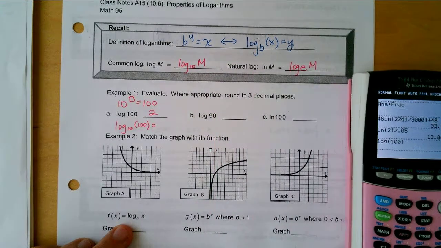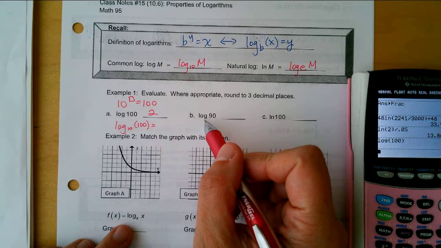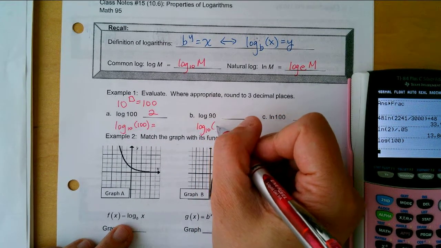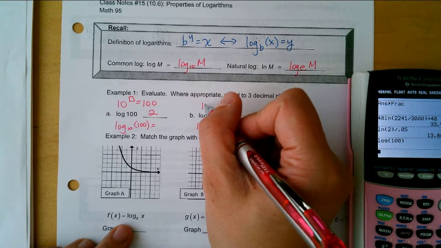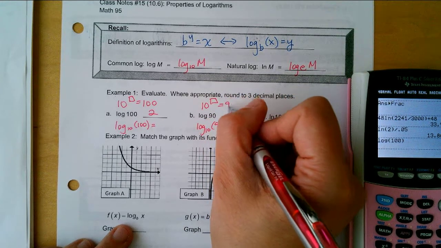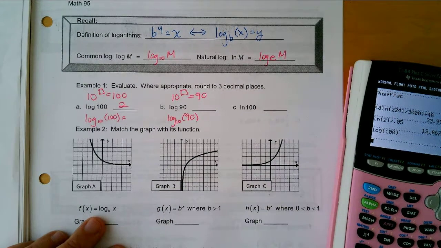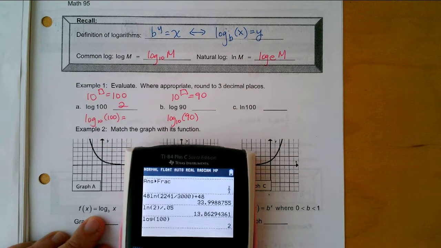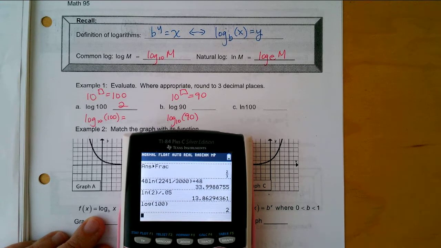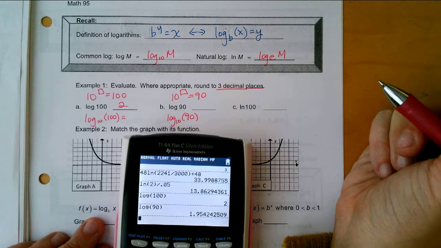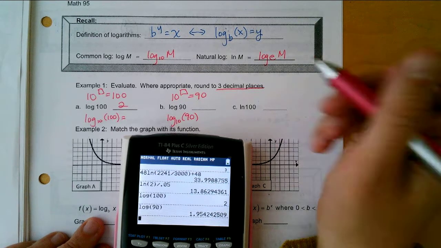The reason why it's useful to use our calculator here is because if I say log base 10, that's the implied base, of 90, that's the same thing as 10 to the what power equals 90. Well, we don't have a nice clean integer exponent for that. So I will need to do that on my calculator. Log of 90 is 1.95. Now we wanted to round to 3 decimal places. So what number would you round to?